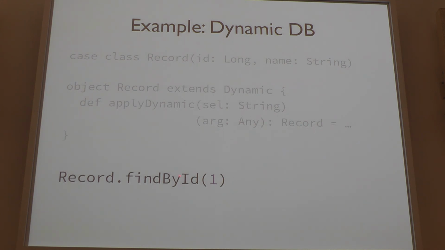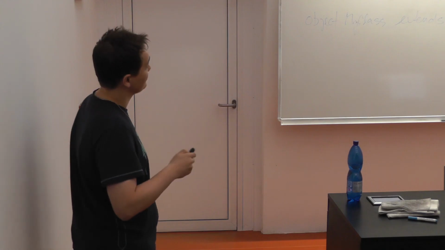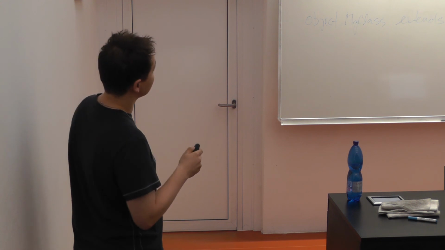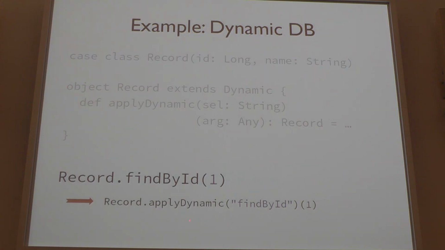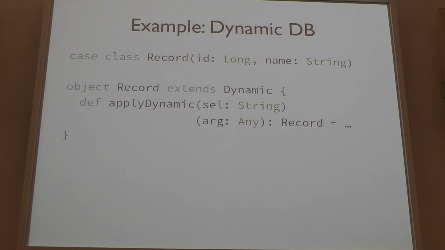You could also call findByName here. And what will happen, the compiler will rewrite this to Record.applyDynamic. It will give the method the name of the method you called, and it will give it the parameter. So this method in its implementation can look at what you wanted, it will get the parameters, and it will do what you wanted.